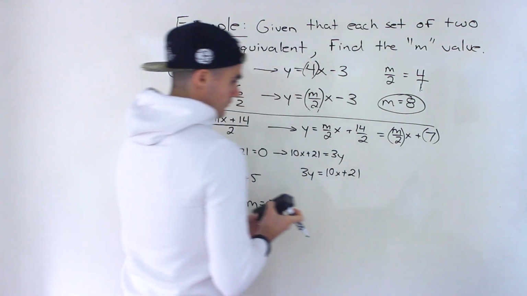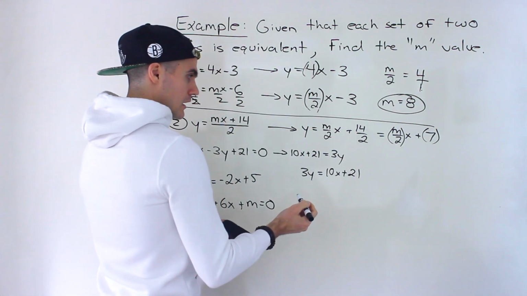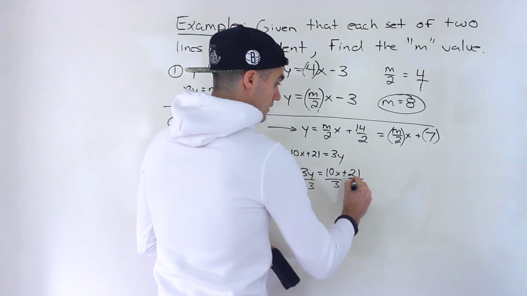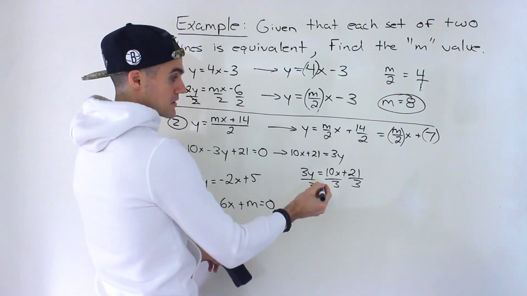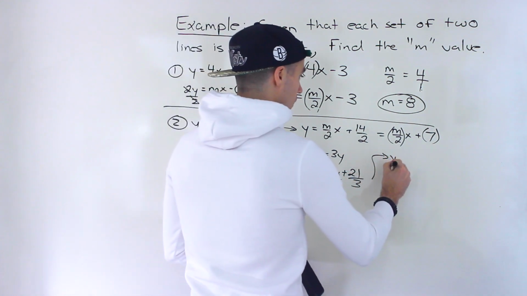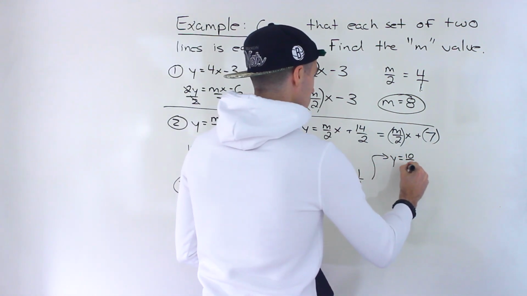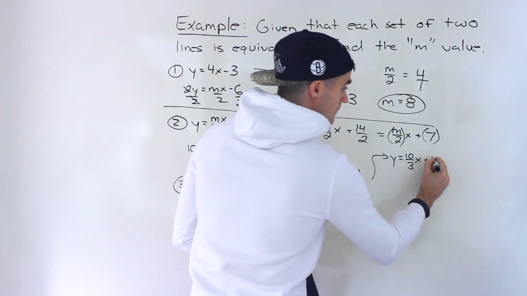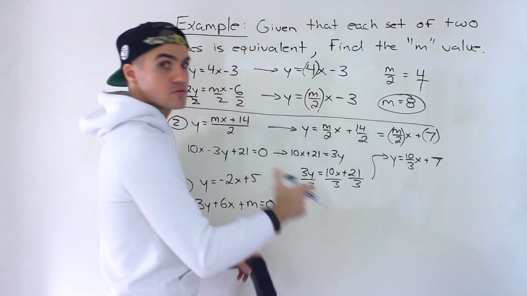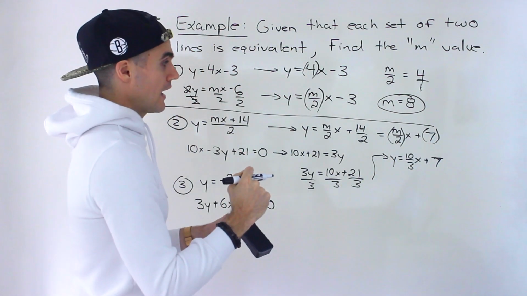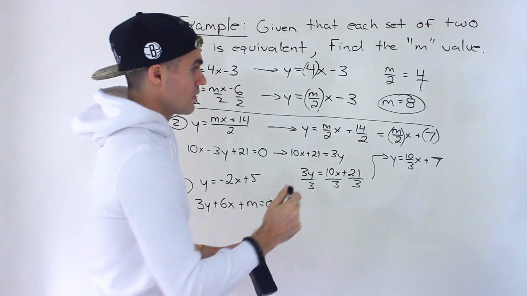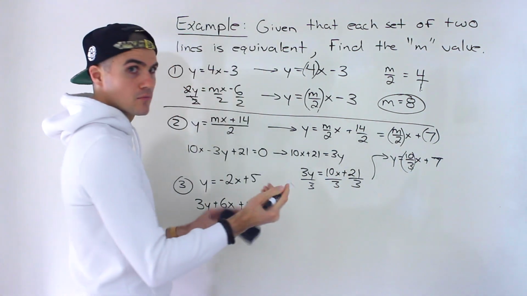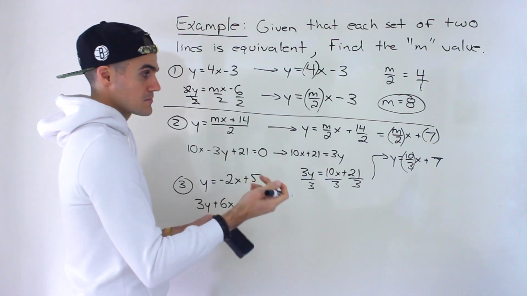Okay, so from here, just divide everything by 3, right? We have to get the y by itself to be in y equals mx plus b form. What do we get? We get y equaling 10 over 3x plus 21 over 3, which is 7. Again, that makes sense because the b values are the same. And so from here, this slope and this slope have to be the same, right? Both of these lines are equivalent, as mentioned.